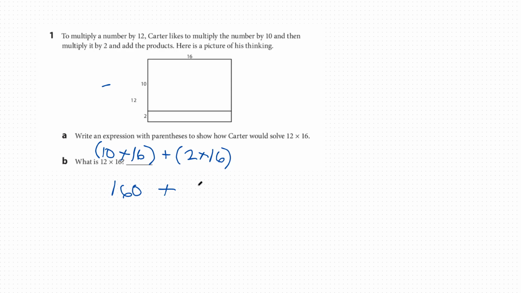So 2 times 16 is 32, and you probably could do that in your head. 160 plus 32: 6 plus 3 is 9, so 192.